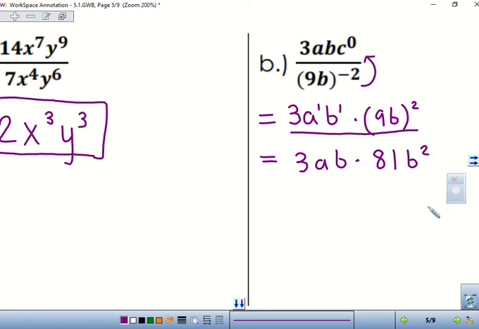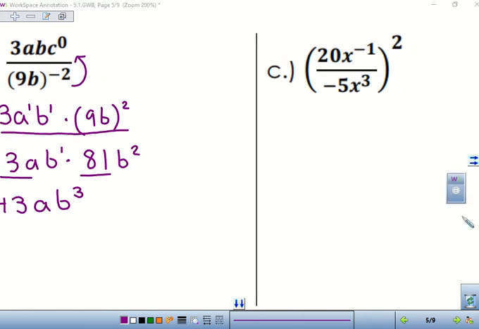Now we're at the stage where we're just going to multiply everything together. So 3 times 81 is 243, good. There's only one a, so it's just going to stay a. And then b is going to be to the third power. You have to add those exponents with the common bases. So does anybody have any questions about how we got that? Okay.